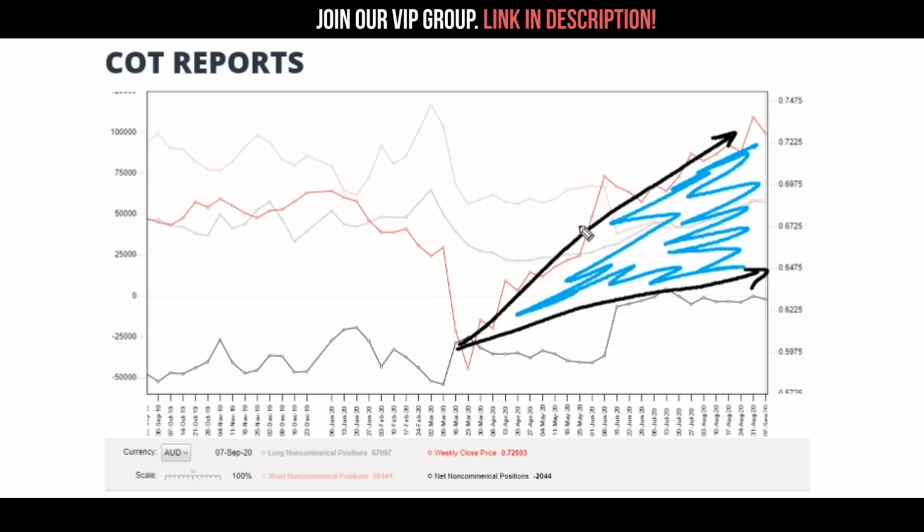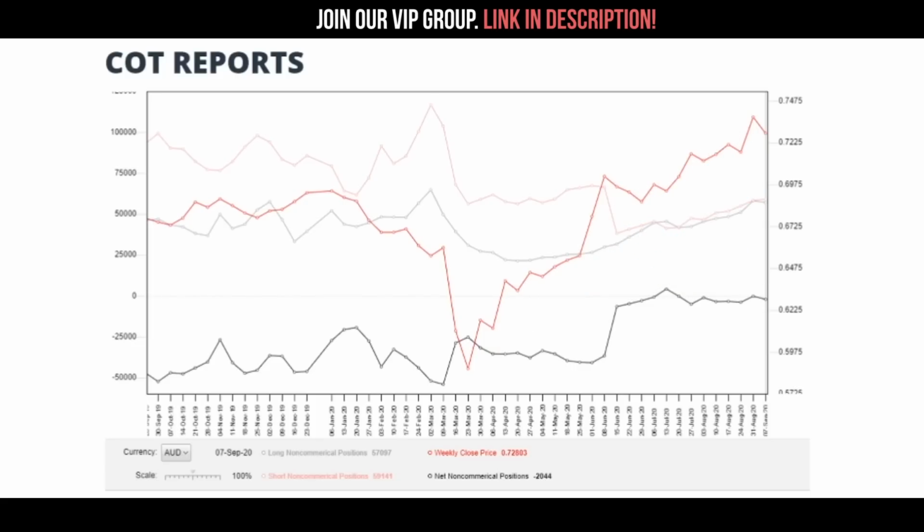So the price is showing a lot of dominance, but the actual net non-commercial positions are increasing, but not as fast. So what that could tell us again is maybe it is a good idea to be long, but maybe waiting for some sort of pullback here in the price could be a better indication to look for long entries. So that's just what I'm seeing here and how I personally look at the COT reports.